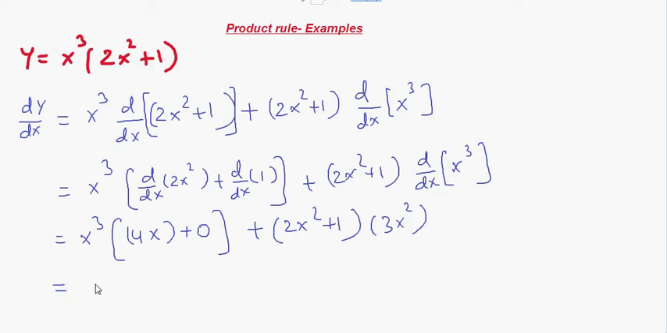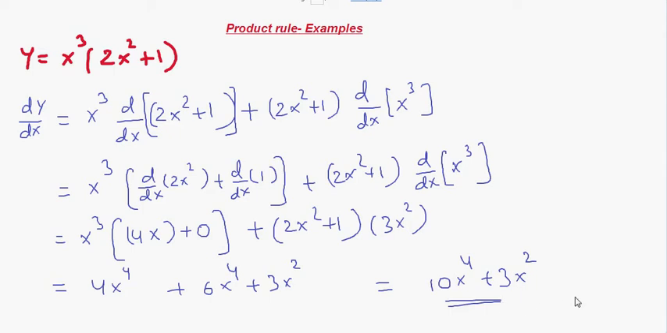Now that becomes 4x to the power 4 plus 6x to the power 4 plus 3x squared. That becomes 10x to the power 4 plus 3x squared. You can further simplify this by taking out the x squared term common.